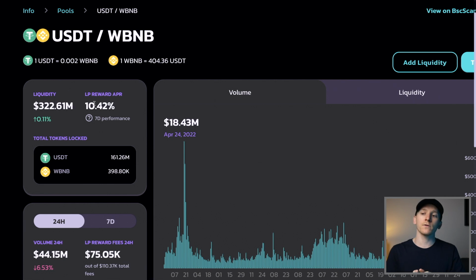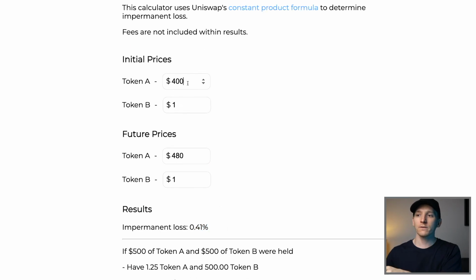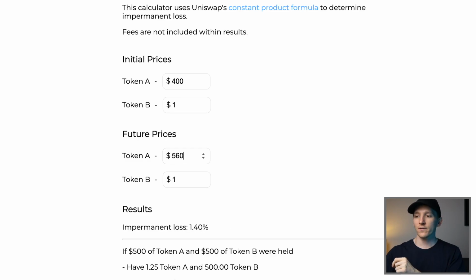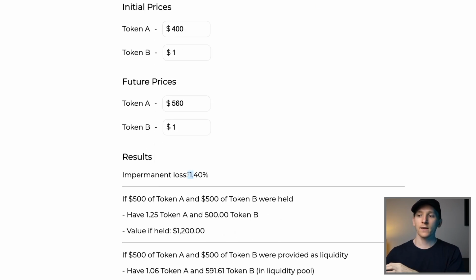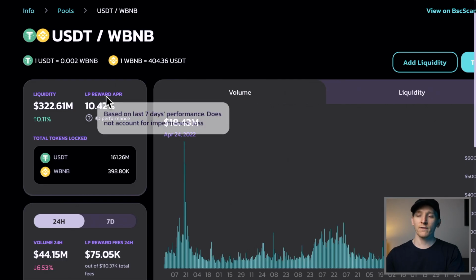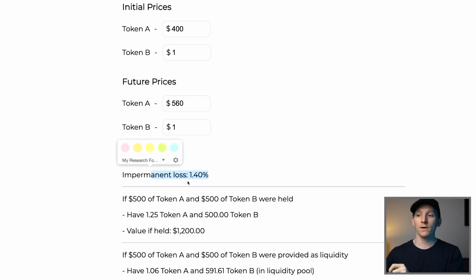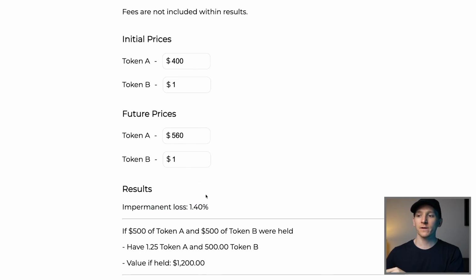Now, here's the key difference as well. Staking is a guaranteed yield, because it comes directly from the blockchain. But what happens if I just get this totally wrong and BNB coin actually goes up to, let's say, 560, right? So now I'm making more impermanent loss. So I have to now minus 1.4% off of this 10.42%. Still, I think still worth it. I would say that's probably still worth it.